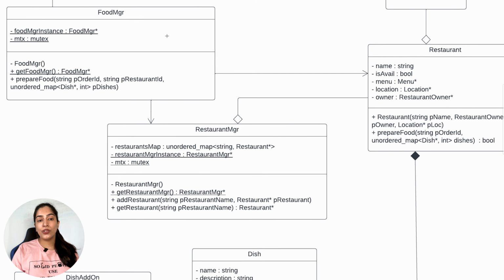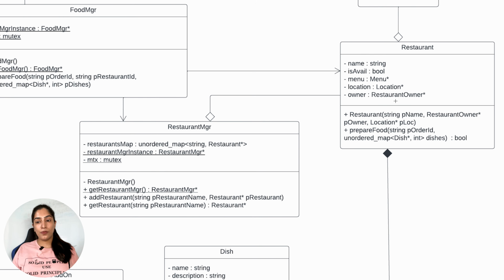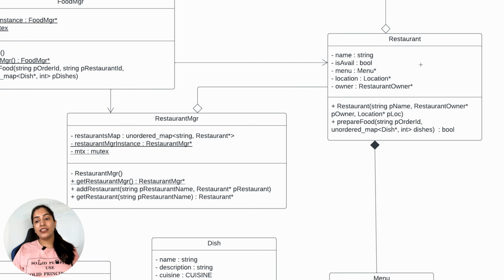So food manager is going to go to restaurant manager and get the restaurant. So it is going to pass the restaurant ID, which in our case is the restaurant name itself, and we are going to receive the restaurant pointer. Then it knows which is the object now. So it is going to the restaurant, and in restaurant, it is going to say that you need to start preparing the food. This is the order ID and these are the dishes. As you can see here, I am not passing any user information or any delivery related information or location or anything as such, because what I need to pass to restaurant is just that you need to start preparing this food and nothing else.